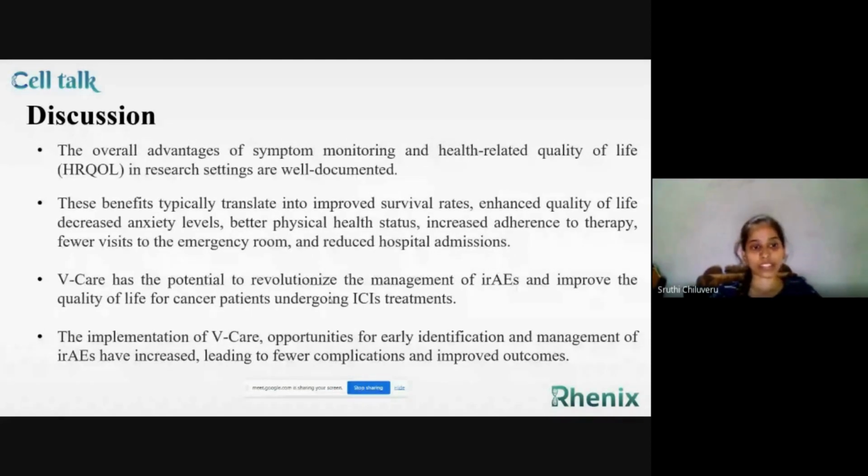And also WeCare has the potential to revolutionize the management of immune-related adverse events and improve the quality of life for cancer patients who are receiving immune checkpoint inhibitors treatment, that is, immunotherapy. And with the implementation of WeCare, opportunities for early identification and management of these immune-related adverse events have increased, and it leads to fewer complications and improved outcomes.